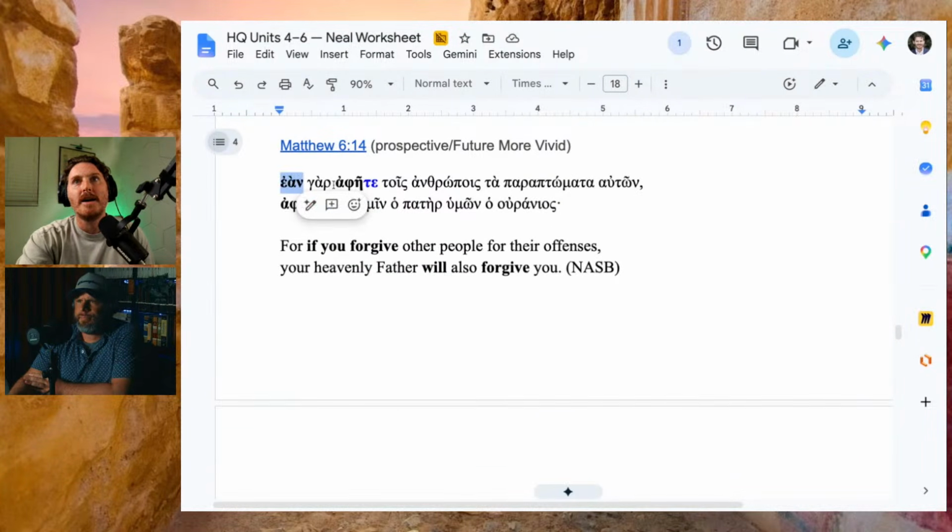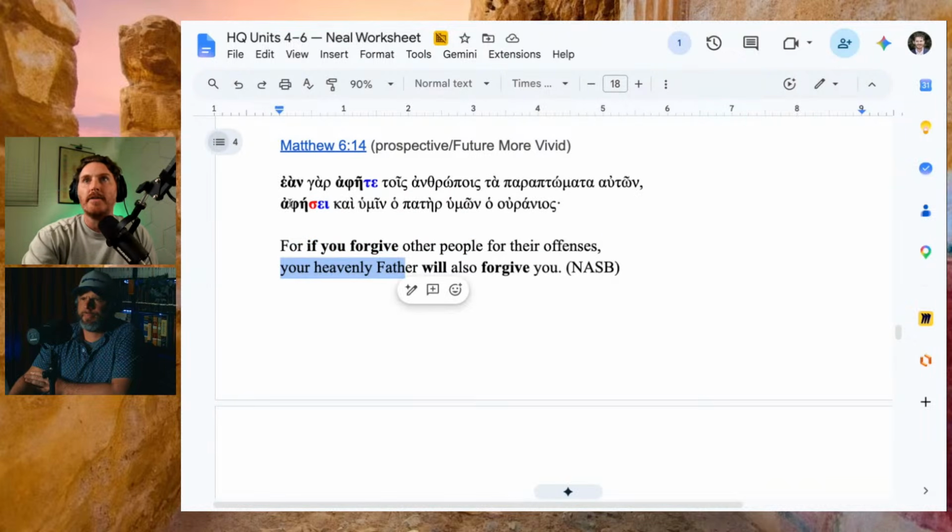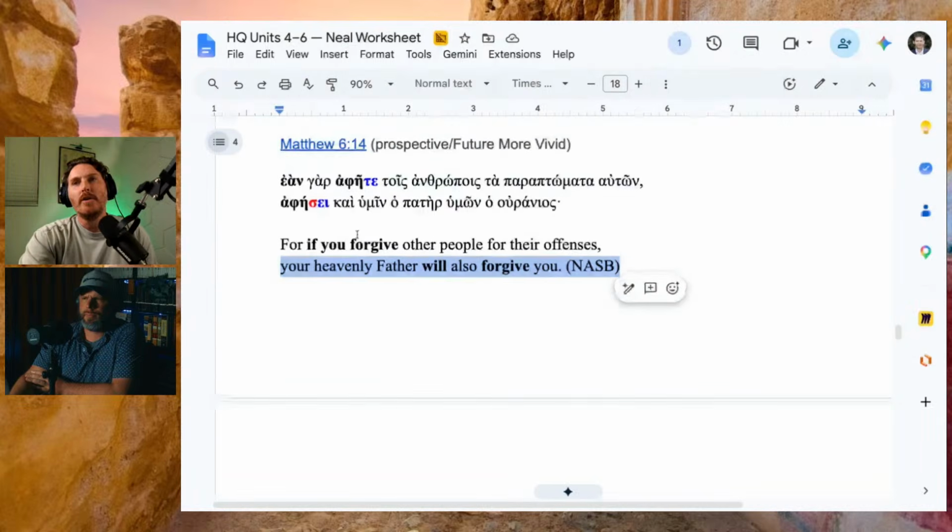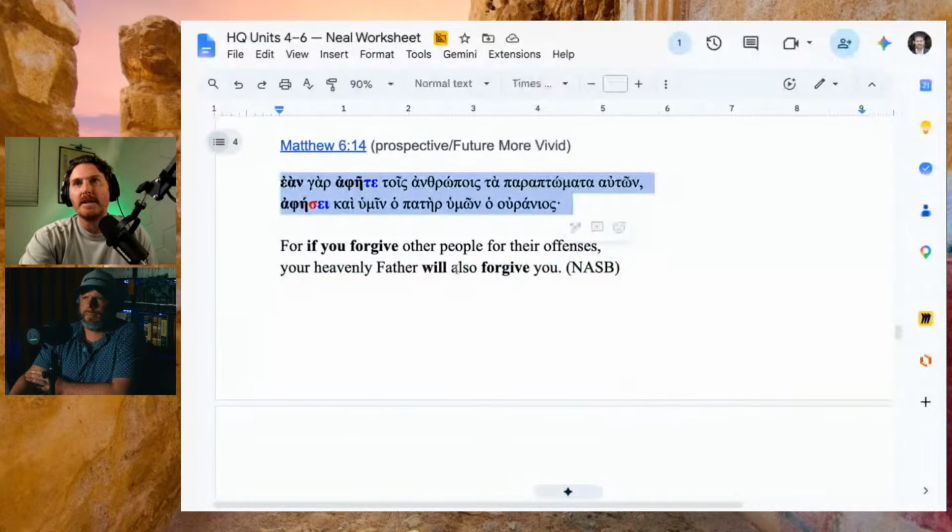So ean gar afete, right? Tois anthropois ta paraptomata auton, right? So for if you forgive other people for their offenses, your heavenly Father will also forgive you. That's straight out of the NASB. Aphesei kai humin ho pater humon ho ouranios. So here you see the exact same construction.